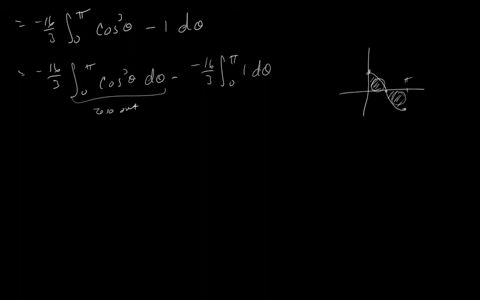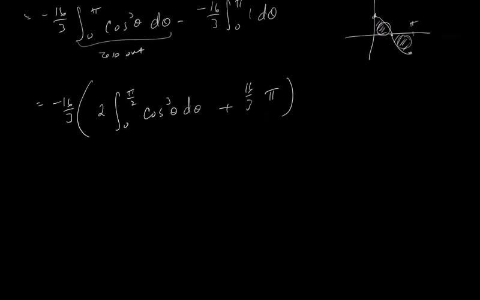And to fix that, because we want a true area, we need to take half of it because it's symmetrical and then double it. So we're going to say this is going to be negative 16/3 times 2 times the integral from 0 to pi over 2 of cosine cubed of theta d theta plus 16/3. The integral from 0 to pi of d theta is just pi. So that's fundamental theorem of calculus at work for us there.